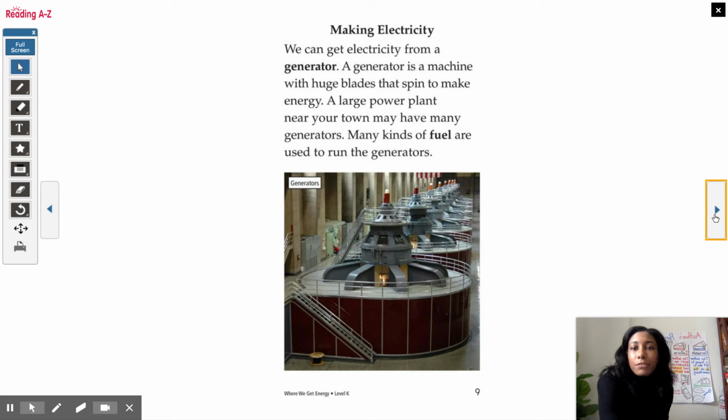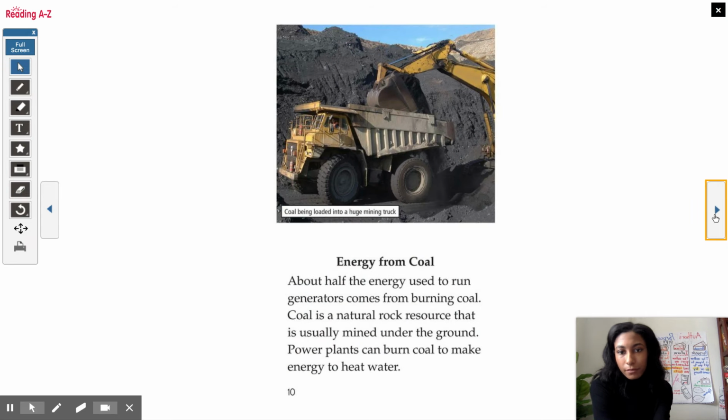A generator is a machine with huge blades that spin to make energy. A large power plant near your town may have many generators. Many kinds of fuel are used to run generators. Energy from coal. About half the energy used to run generators comes from burning coal. Coal is a natural rock resource that is usually mined under the ground.